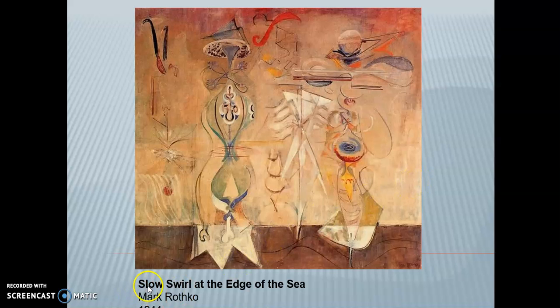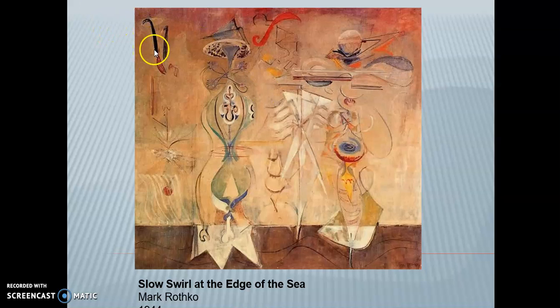Alright, this is titled Slow Swirl at the Edge of the Sea. There's nothing very distinct here, as in you can't see any person or any animals, but it's done in a very simplistic style, or how do I say, abstract, right? Realism is a drawing of what you see every day, while abstract is a simplified version of the real thing.